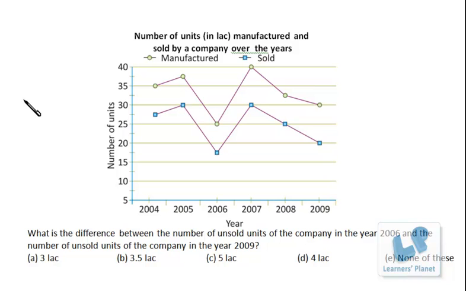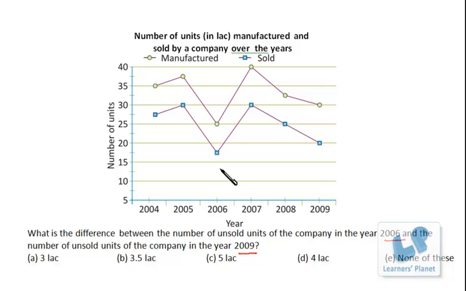Now friends, let's take up another set of questions. Here we are given a line diagram. Number of units in lakhs manufactured and sold by company over the years. So we are given two line diagrams, that is the number of units which are manufactured and number of units which are sold, right, for the years 2004 to 2009, right? Now let's begin to take the questions. What is the difference between the number of unsold units of the company in the year 2006 and 2009, right? So in 2006, what is the number of units which were not sold?